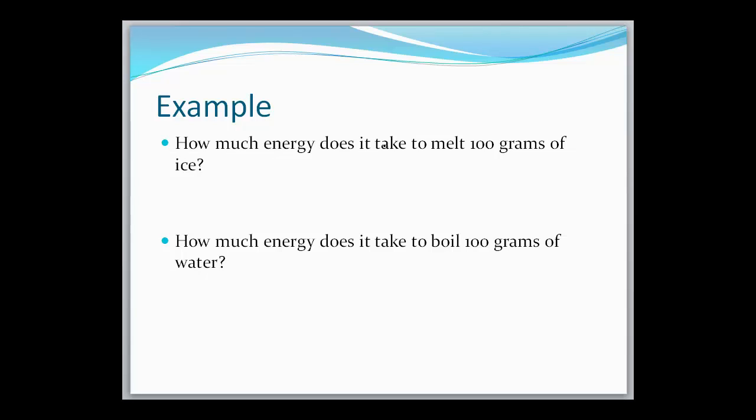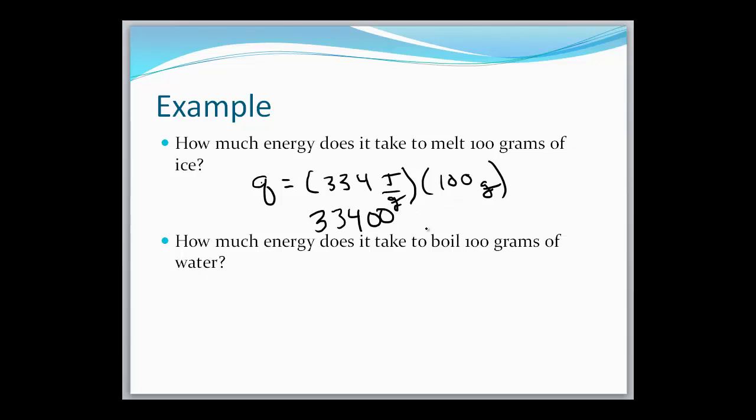It says, how much energy does it take to melt 100 grams of ice? So we have Q is equal to delta H of fusion, which is 334 joules per gram, times our mass, 100 grams, so we have 33,400 joules, grams cancel.